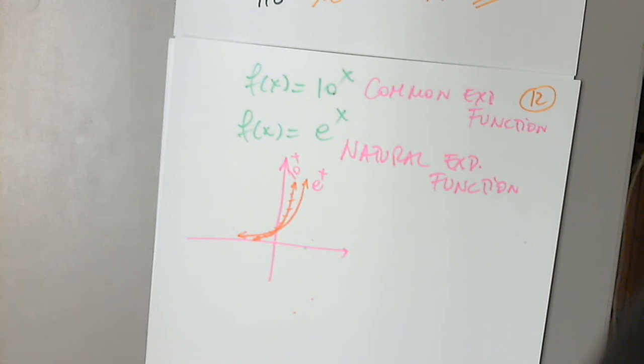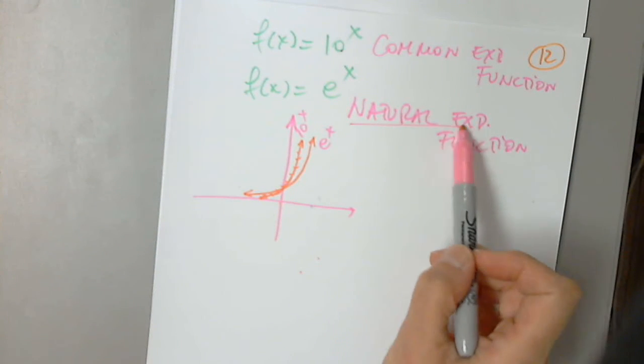I will choose the standard viewing window. Here comes the first function, which is 10 to the x. Here comes the second function, which is e to the x. Which one was closer to the y-axis? The first or the second? Because 10 to the x is a bigger number than e to the x. That's why e to the x increases but slower than 10 to the x. Better? Good.